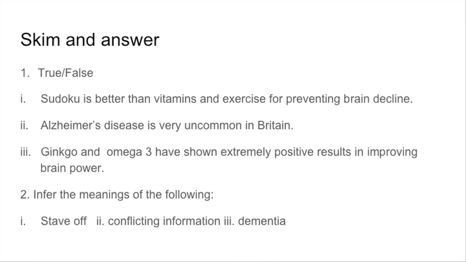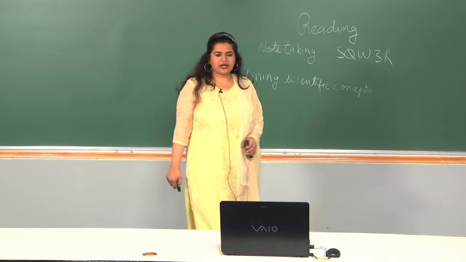Now, what does it say? It says that there is very little scientific research to show that omega-3 and other so-called supplements can actually yield an increase in brain power. No, it is not true. So, it is also a false statement. So, true, false, false. And then please look at the meanings of the following words: stave off, conflicting information, dementia. Please try to understand the words from the context given, otherwise you should consult your dictionary. Let us move on to do another exercise now.